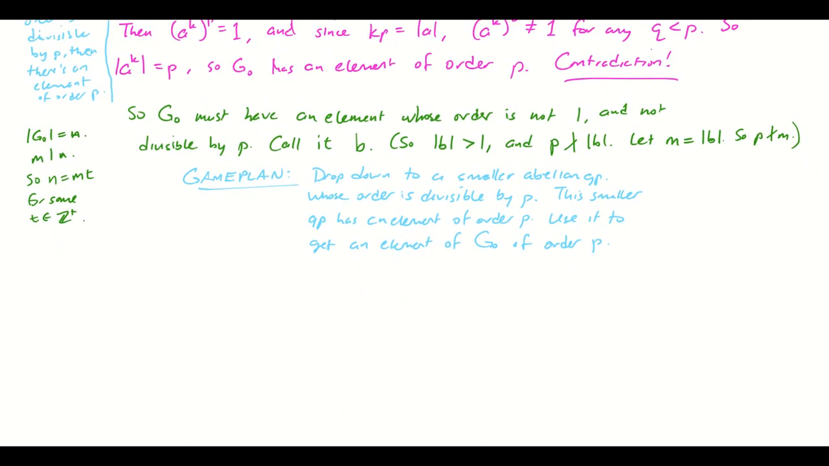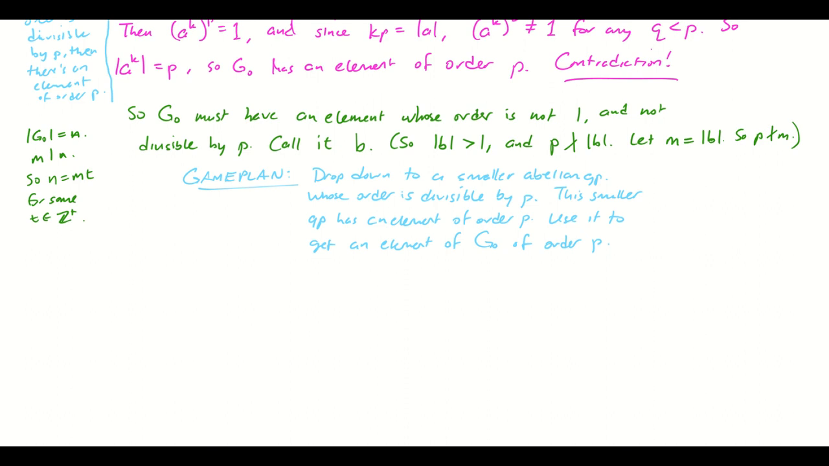Well, wait a minute. There's a question here. What smaller group? How do we create a smaller abelian group whose order is divisible by P? I could take the cyclic subgroup generated by B, but I just said that the order of B is M, which is not divisible by P. So if I take that subgroup, I'll have a smaller group for sure, but its order won't be divisible by P, and there won't be an element there whose order is P. So I can't do it by just taking the subgroup generated by B. I have to think of something else.